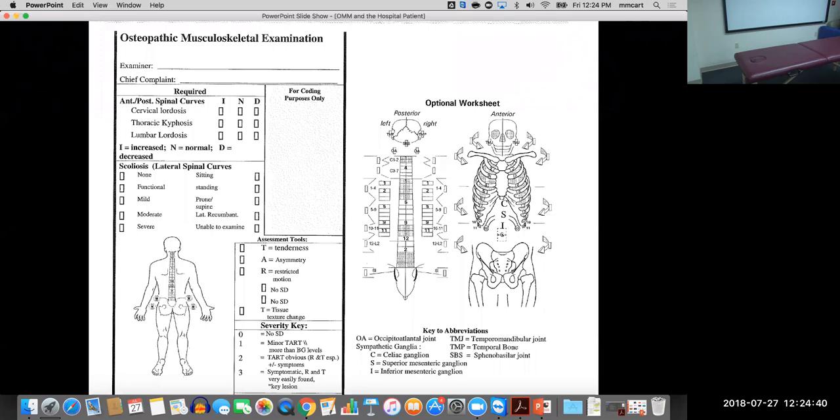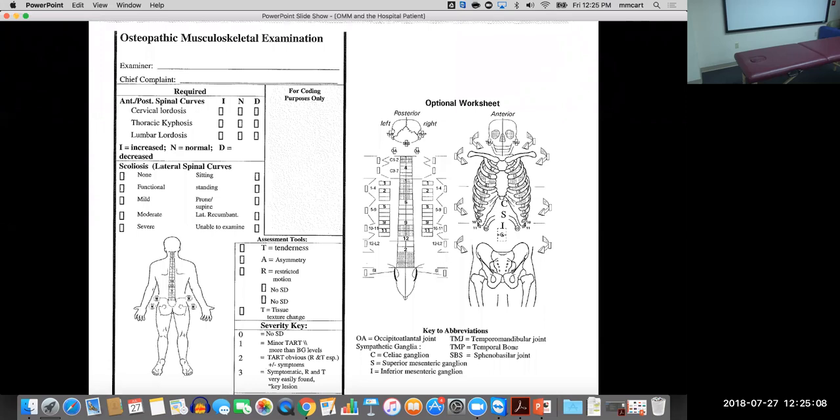They have prone. Anyone do any prone evaluations in the hospital so far? One. It's not very common. It's challenging to do when they have an IV in. I've only done a couple when people had back pain. I just put them in a position and used the bed, and their back pain went away, so we knew it was musculoskeletal. But so we have sitting, standing, prone, supine, lateral recumbent, and then unable to examine.